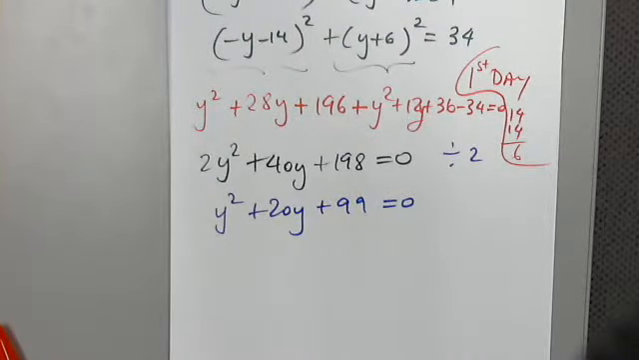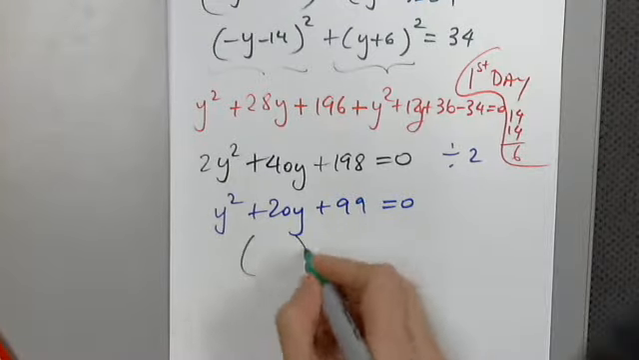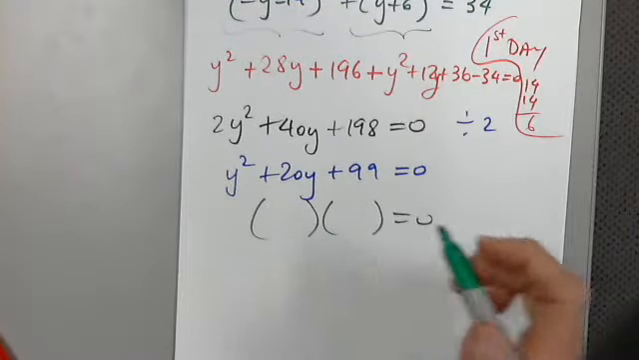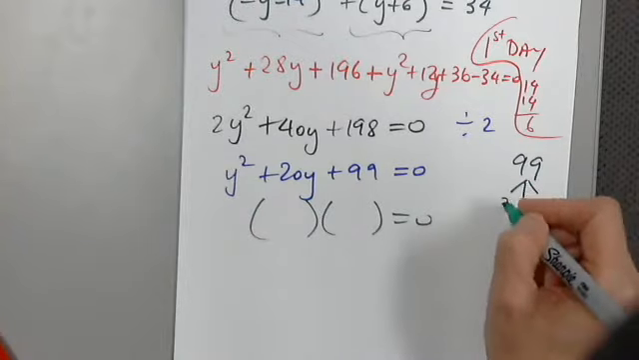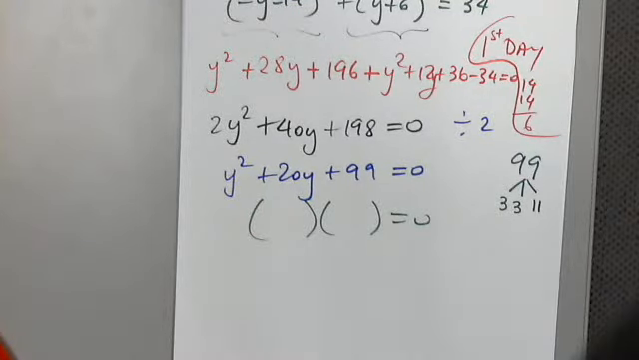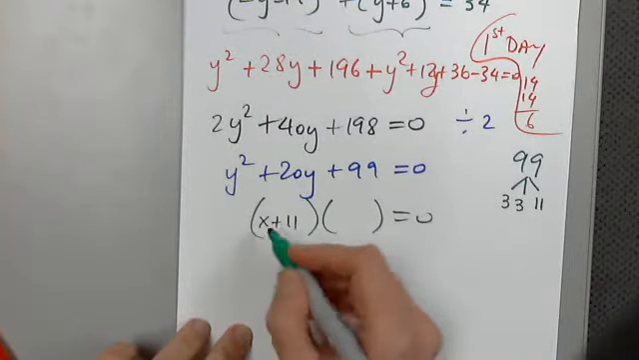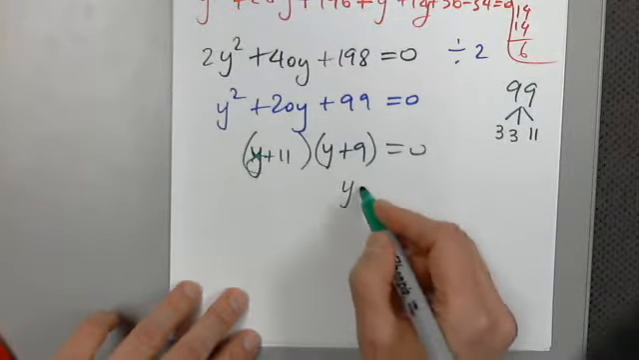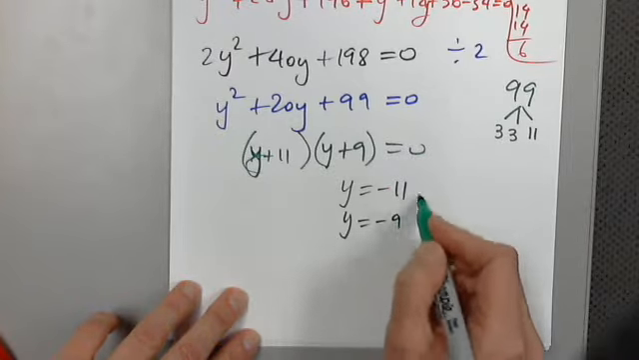Now this is quadratic. So I have 4 methods. Remember 4 methods of solving quadratics: taking square roots, completing the square, factoring, and the quadratic formula. If it takes too long, please use the quadratic formula. Don't waste your time. But remember 99 is 3 times 3 times 11. Yes, indeed. So y plus 11 and y plus 9. Very good, awesome. So then y equals negative 11 and y equals negative 9.